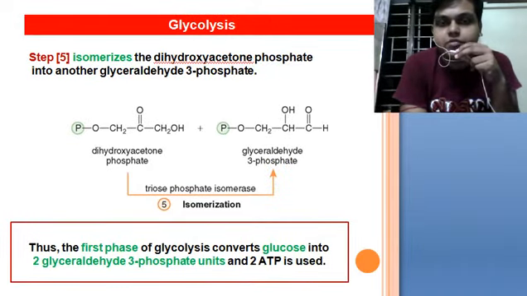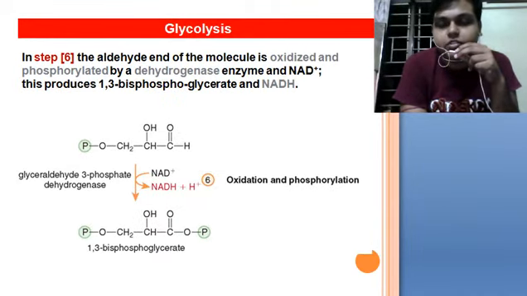Now go for the 5th step. This is actually an isomerization reaction, as I already told, where dihydroxyacetone phosphate is converted into another glyceraldehyde 3 phosphate moiety. So from these reactions we actually get 2 molecules of glyceraldehyde 3 phosphate, and from step 1 to 5 actually 2 ATP are used for the production of glyceraldehyde 3 phosphate.